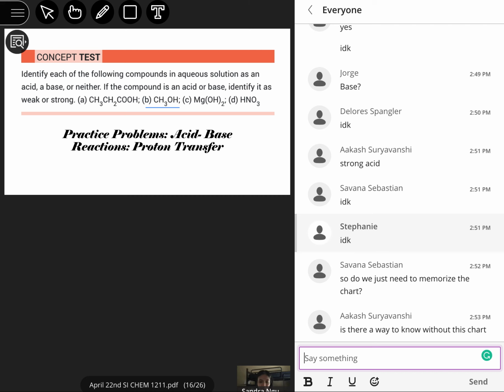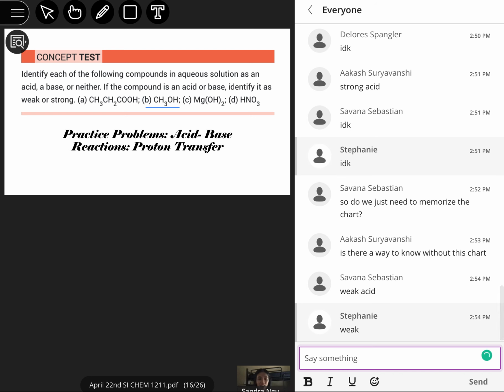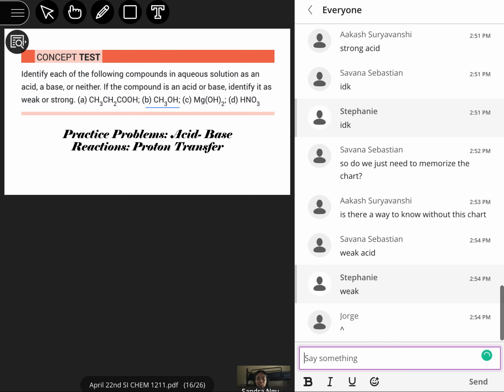CH3OH. What is that going to be? An acid or a base? Can anyone tell me? Does anyone know? Do you have a guess? Weak acid. Okay, weak. Any other answers? Weak, okay. Anyone else? Actually, this might surprise you, but it's actually neither an acid nor a base.